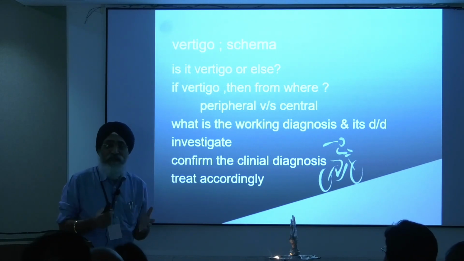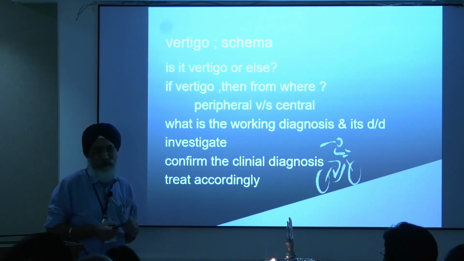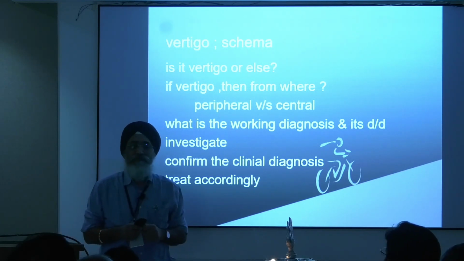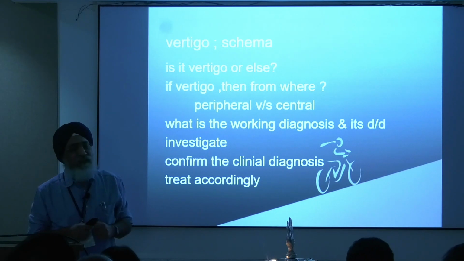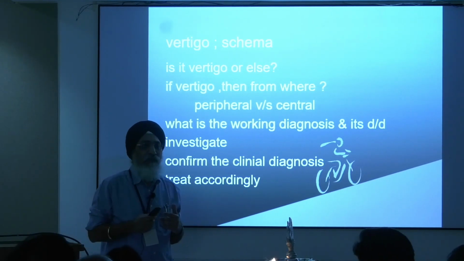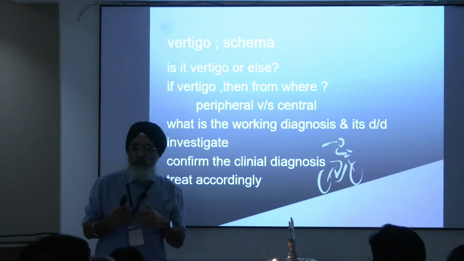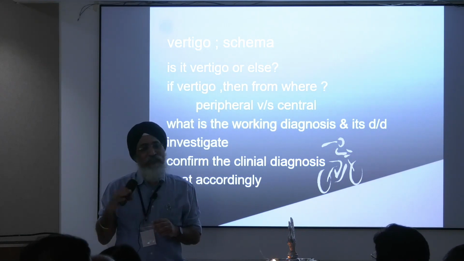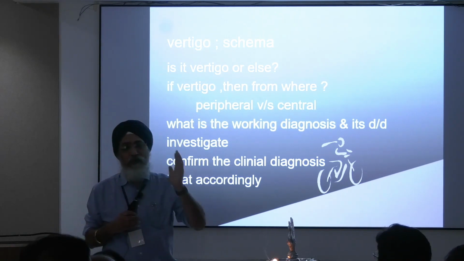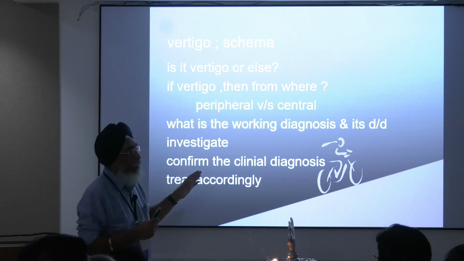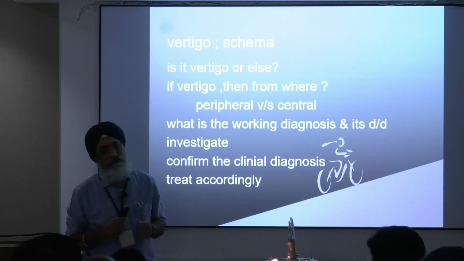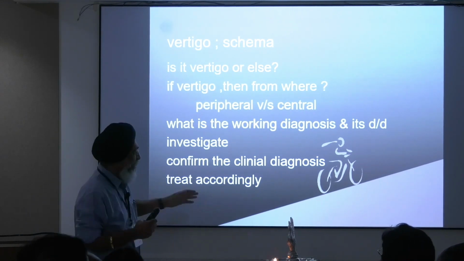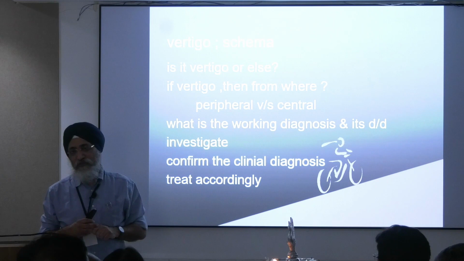So the scheme of things, whenever we see a case of vertigo, are these four questions. First, is this dizziness a vertigo or is it dizziness? The first and the simplest question. And if it is vertigo, the second step is: is this vertigo central or peripheral? If it is peripheral, the localization goes to the vestibular system and the vestibular nerve. And if it is central, the localization goes to the brainstem and the cortex. With that we come to our working diagnosis, and with the working diagnosis, the differential diagnosis obviously comes along. So we investigate the patient accordingly and confirm the clinical diagnosis.